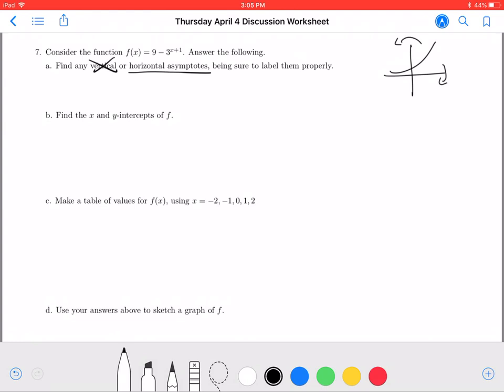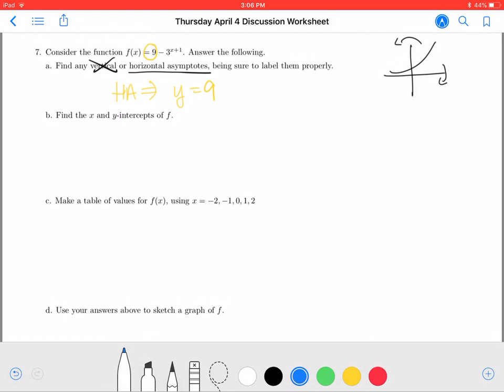So for part A, our horizontal asymptote, another good rule of thumb is the horizontal asymptote for an exponential function comes from the constant that you are adding or subtracting. So we have this 9 that is being added to the beginning of the function. That means I have a horizontal asymptote at y equals 9. Okay, next up, x and y intercepts.